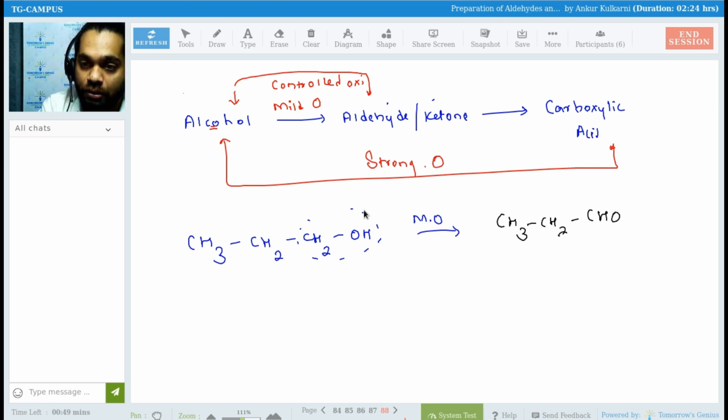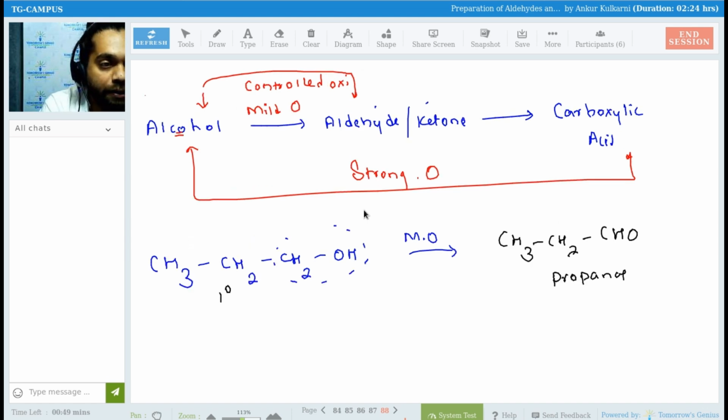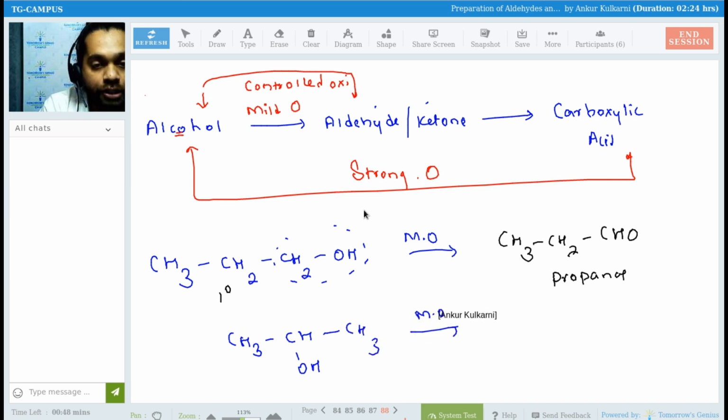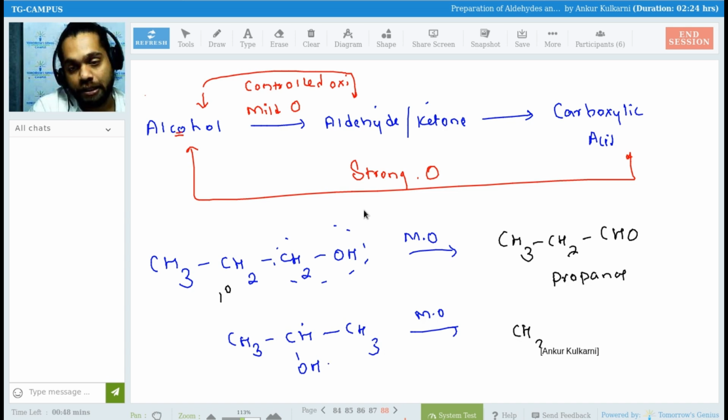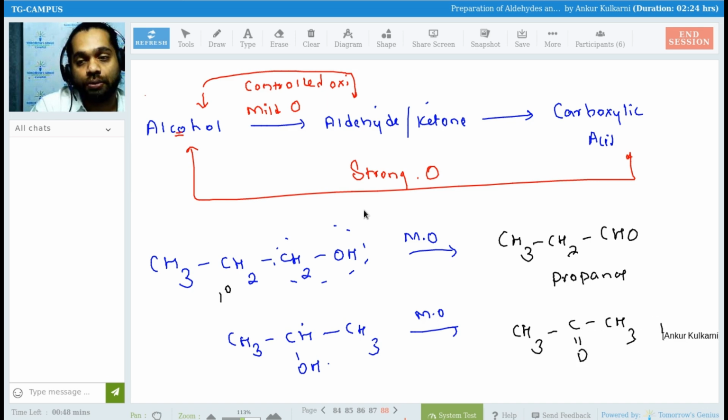This is your propanal. So I have got an aldehyde from a primary alcohol. And if I use a secondary alcohol like CH3, CHOH, CH3, with a mild oxidizing agent removing hydrogen, I'll get a keto group. That is CH3, C double bond O, CH3. This is a ketone group. That is your acetone.